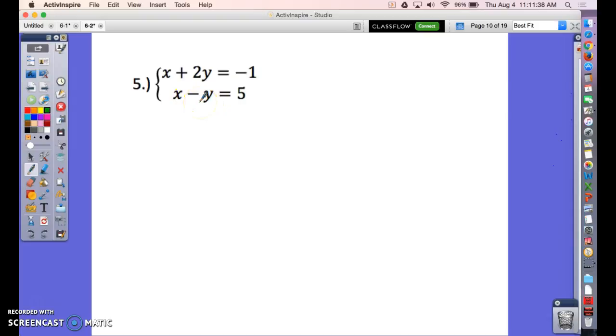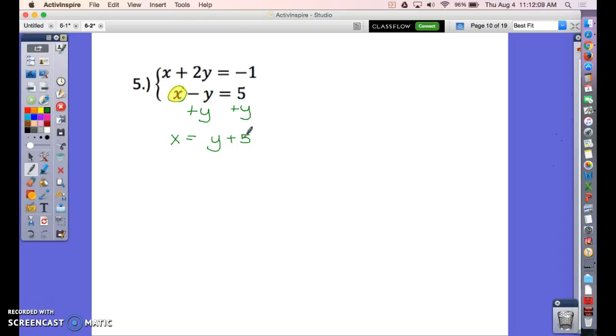If I want to isolate this x, that's the one that I want to get by itself, then what would I do to get the minus y away from it? Well, the opposite of subtracting y would be adding y. So I would add y to both sides of that second equation, and my new second equation is x equals y plus 5. You could put the 5 in front of it, but I like that variable coming before a coefficient. Now x is isolated.